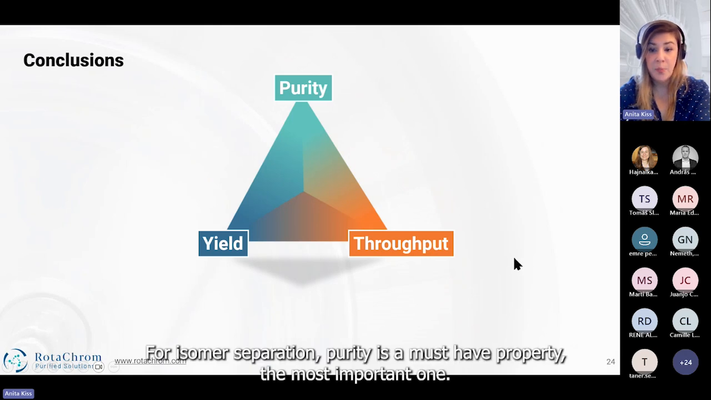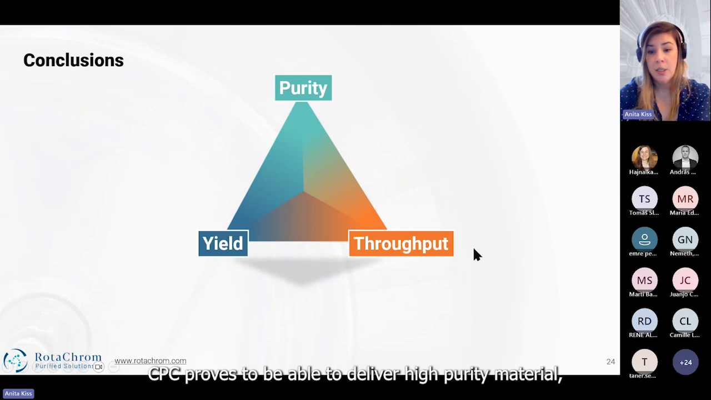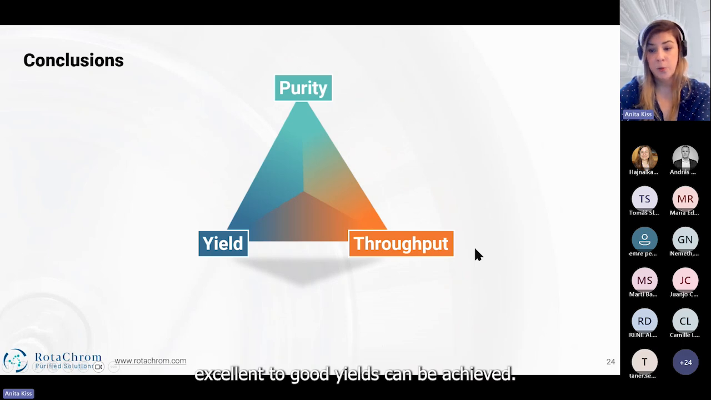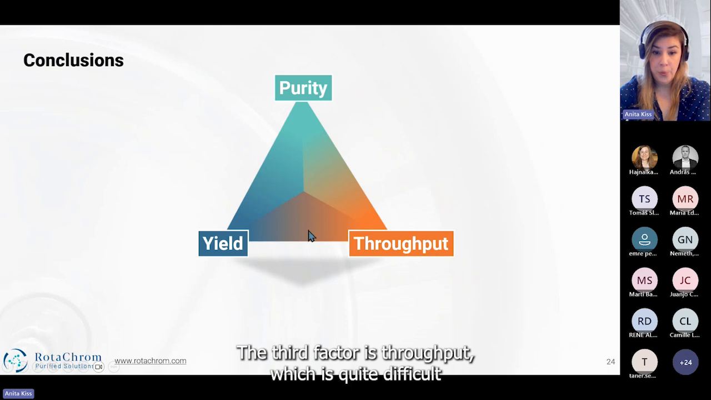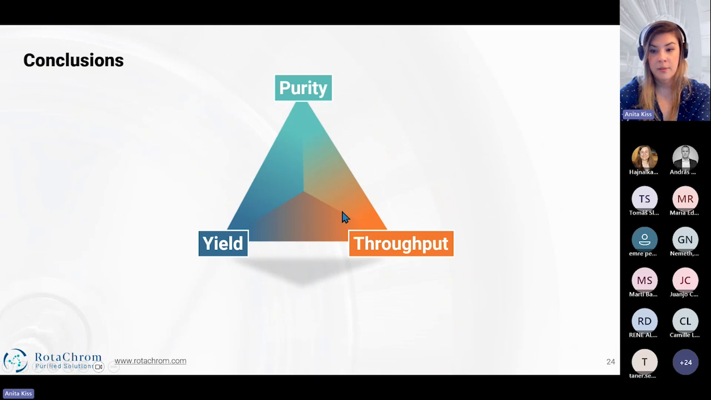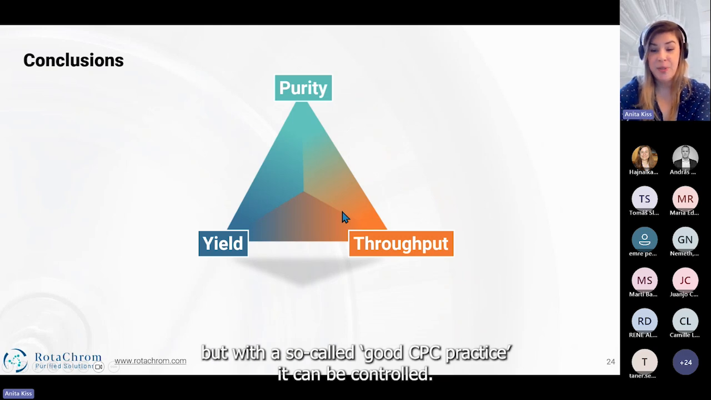For isomer separation, purity is a must-have property, the most important one. CPC proves to be able to deliver high purity material, and even if the task is very difficult, like enantiomer separations, excellent to good yields can be achieved. The third factor is throughput, which is quite difficult to deal with, since most often it goes beyond our control, but with the so-called good CPC practice, it can be controlled.